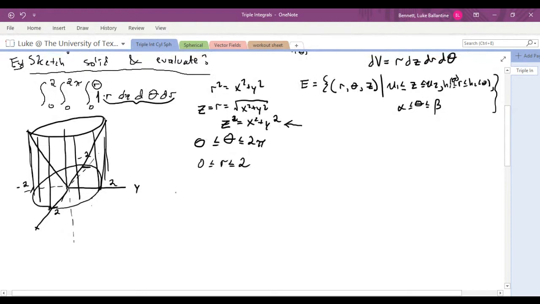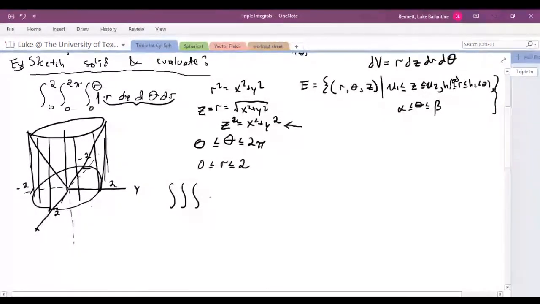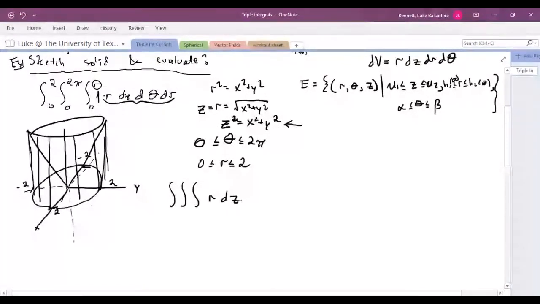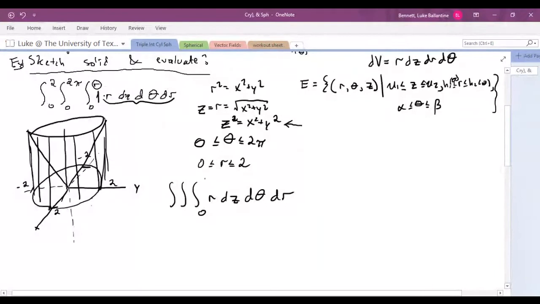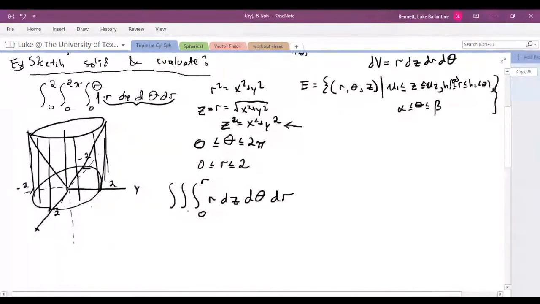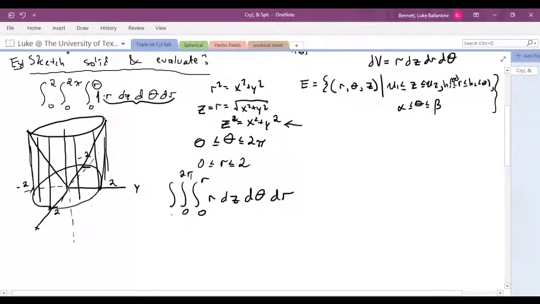Let's see. We have the integral of r dz d theta dr, with z from 0 to r, theta from 0 to 2 pi, and r from 0 to 2. Okay, so we integrate z. Well, the integral of 1 is just z. The integral of 1 times r is zr.